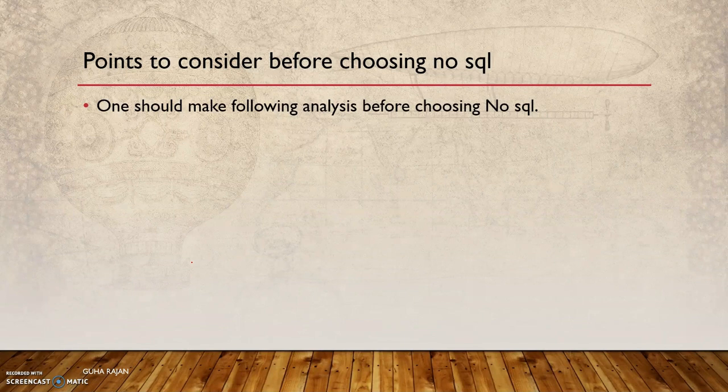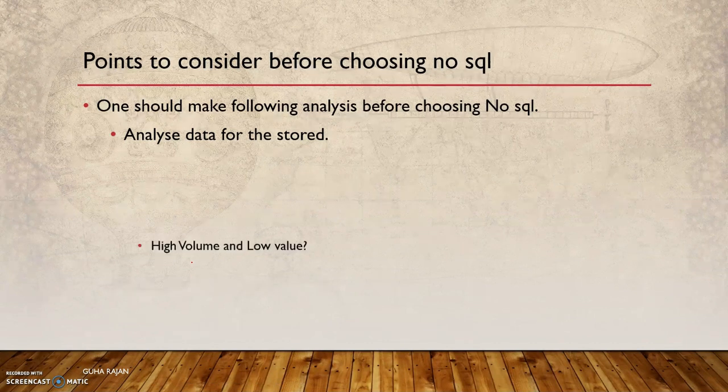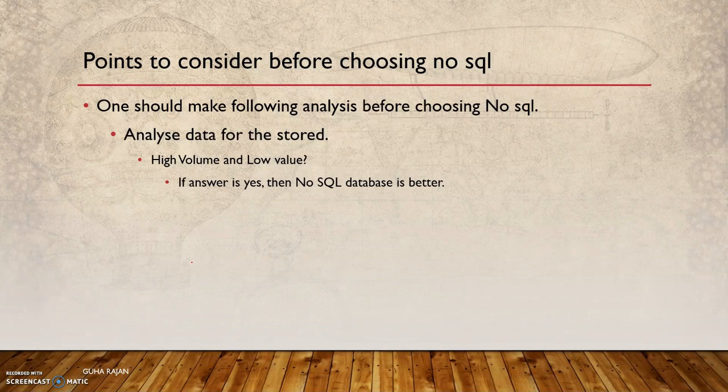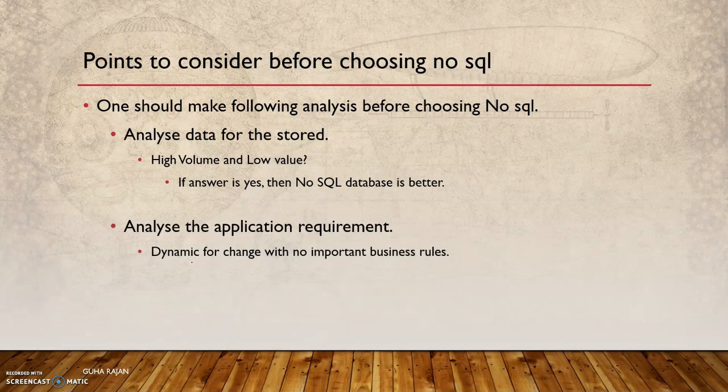So, considering all this, here are the points to consider before choosing NoSQL. One should make the following analysis. Analyze the data to be stored. High volume, low value, something coming from your Twitter, where every second there could be hundreds or thousands of records, go for a NoSQL database. Analyze the application requirement: dynamic for change with no important business rule. Even if there is a business rule, it can be changed. If you want something very quick, to analyze very quickly, then go for a NoSQL database.